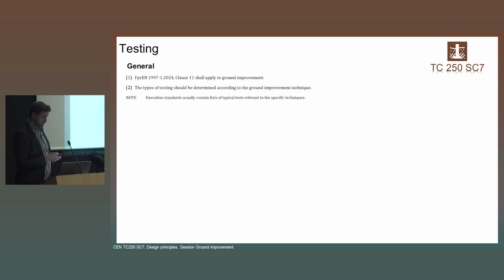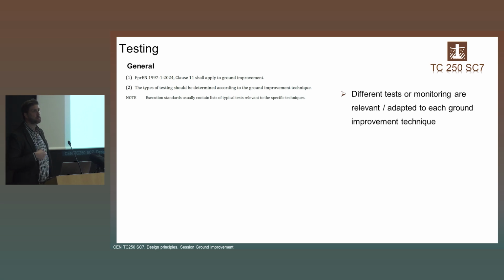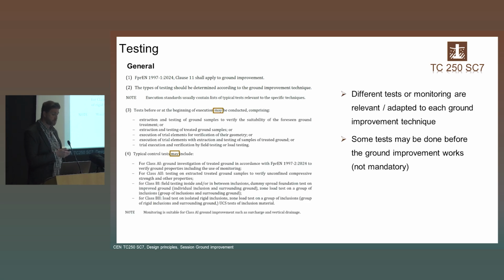Testing. Material control tests: you shall verify that you encounter the values that you use in the design. But for the other types of testing, it is not mandatory. First of all, you have to adapt the types of test or monitoring to the nature of the execution technique. Because as you see, we have a lot of different execution techniques, and we have to use a methodology of monitoring and testing suited for this execution technique, and you can refer to the different execution standards for that.